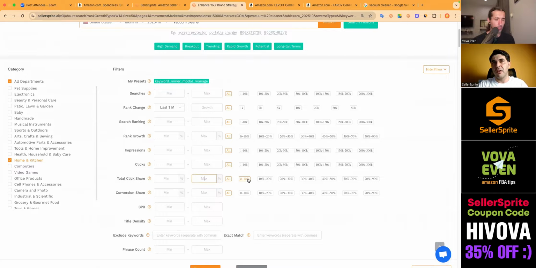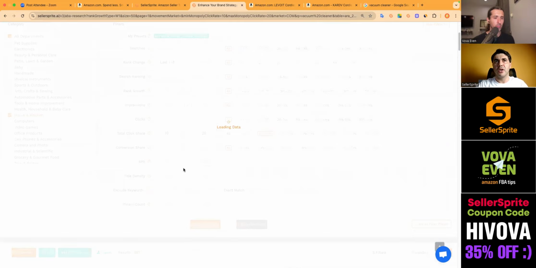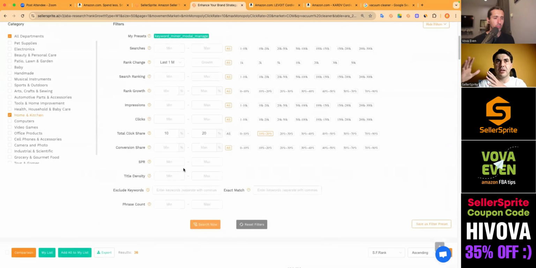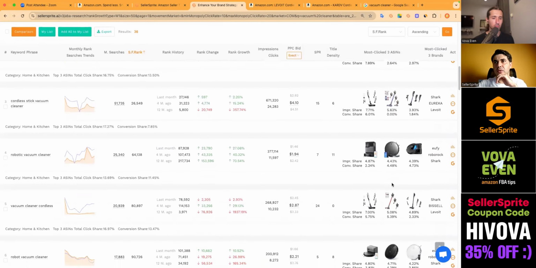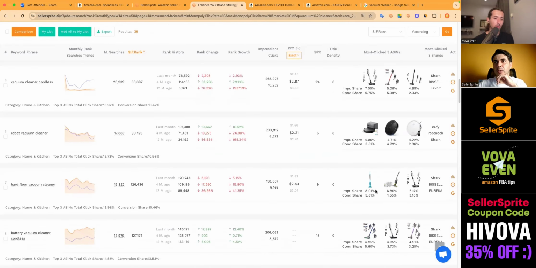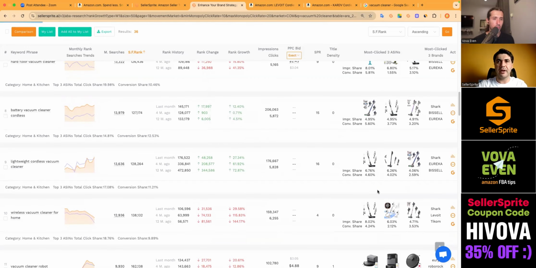For example, we wanna select a keyword between 0 to 10% or 10 to 20%. You just click it and we are gonna filter out where the total click share is between 10 and 20%. So we are gonna see 10 and 20%. Probably, yeah, remove the keywords where the impression share was pretty high.